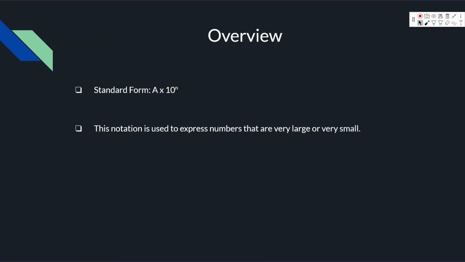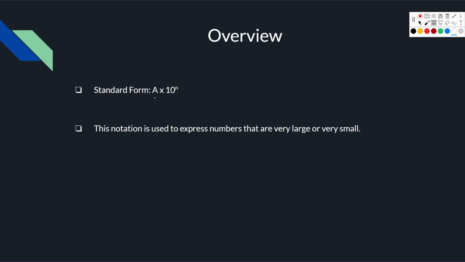First of all, an overview. The standard form of scientific notation is a multiplied by 10 to the n, and I'll get to what that means in a minute. This notation is used to express numbers that are either very large or very small. So a is just going to be some number, and at the end of it, you're going to put multiplied by 10 to the power of some number n.